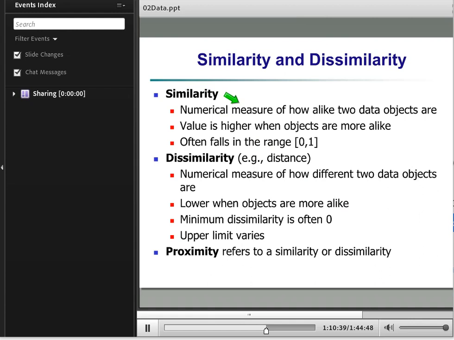Okay. The last part of this chapter is related to data similarity and dissimilarity measures. Similarity means finding how two different values of two different objects are alike. I'm looking to find how alike two data objects are.